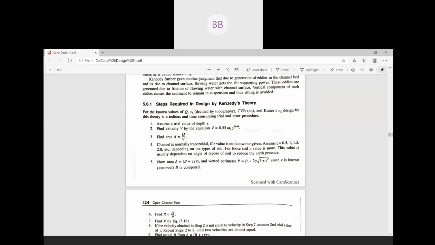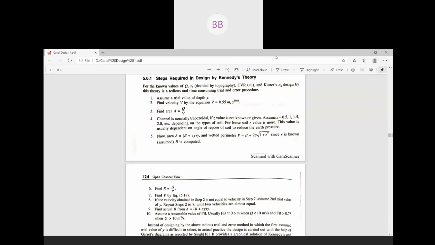So next topic you write: steps required in design by Kennedy's theory. Or you can write like this: steps required to design a mobile boundary channel by Kennedy's theory. So this method is basically a trial and error method. So first, step number one. My suggestion is that you write down the steps, because we are going to solve numericals, then you have to follow these steps carefully.